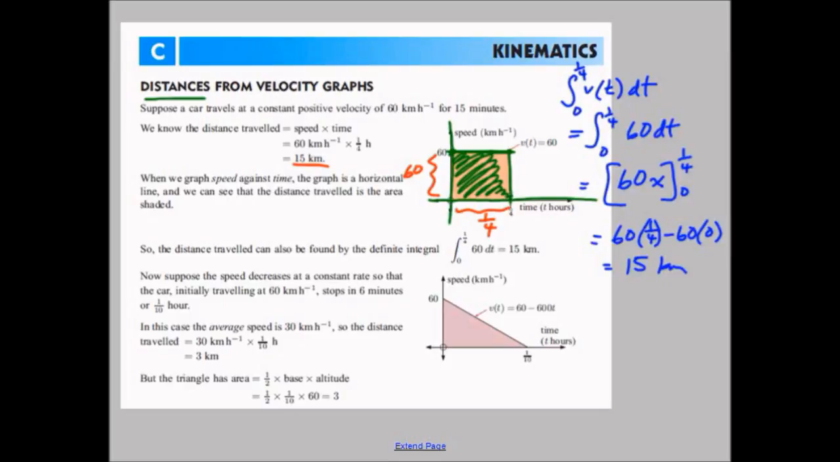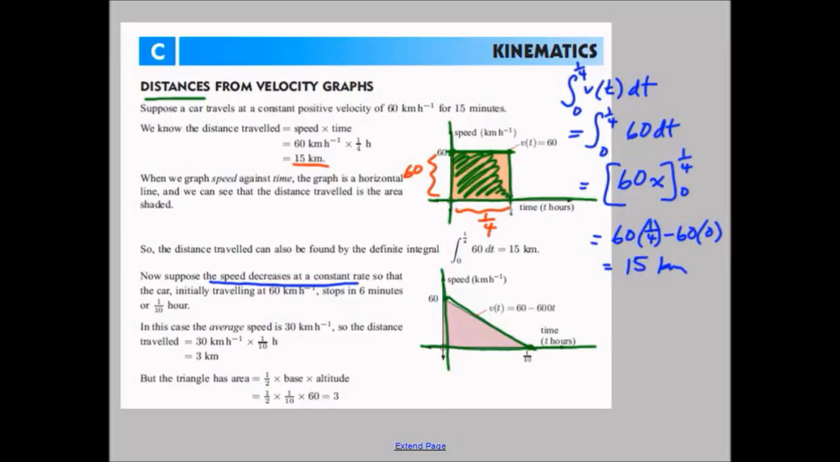Okay, now suppose the speed decreases at a constant rate. Looking at this second example, the speed decreases at a constant rate so that the car initially is traveling at 60. So again, we can draw this. The initial speed is 60. Velocity graph is speed on the y-axis, time on the x-axis. Initial velocity is 60, and it stops in 6 minutes. 6 minutes is 1/10 of an hour. So here's 1/10. Stop means its velocity is 0. So there is our graph.